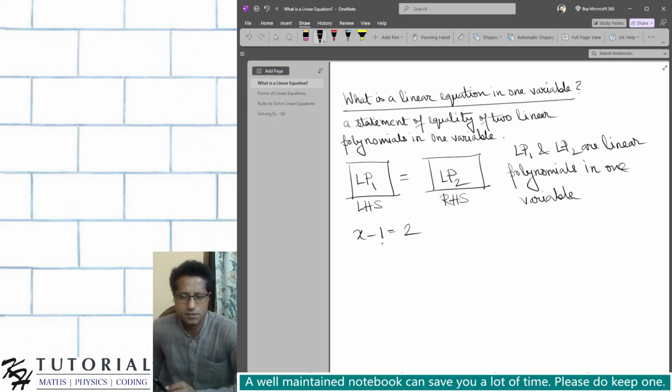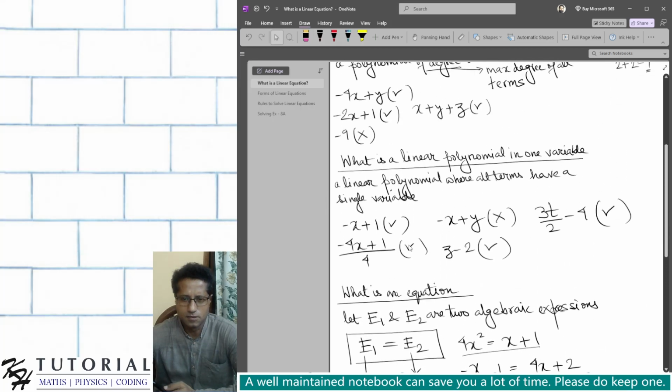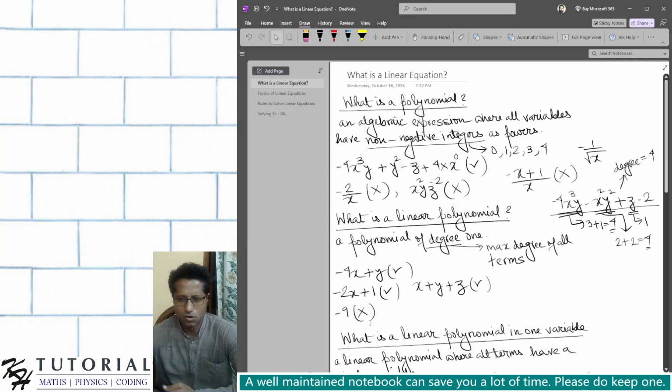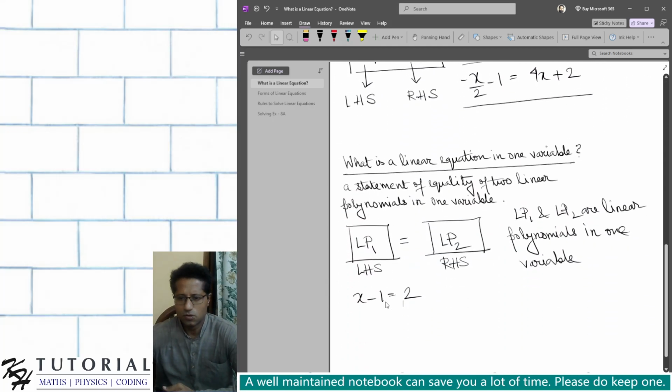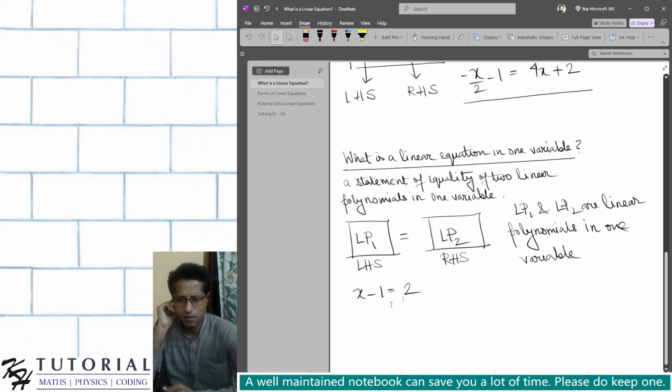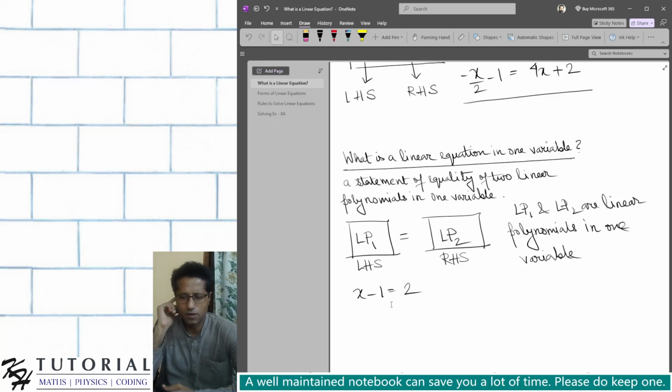also just a constant, that is a number, and we have just discussed that just a number, that is minus 9, is not a linear polynomial, because a linear polynomial will definitely must have a variable, at least one variable where the power is 1. So in a linear equation in one variable, at least one of LP1 or LP2 has to be a linear polynomial in one variable. They both can be linear polynomial in one variable, or at least one of them has to be a linear polynomial in one variable. If one is, the other one can be a constant.